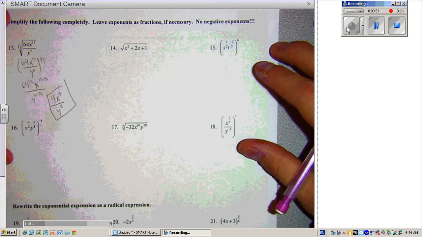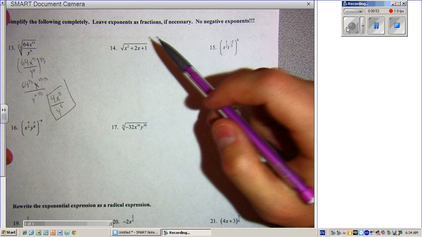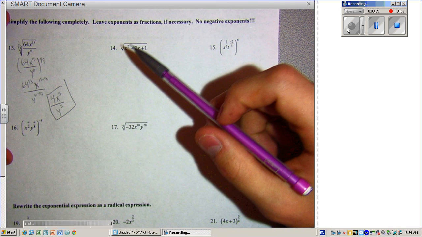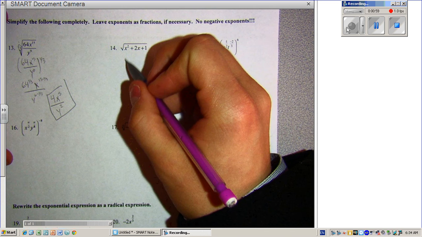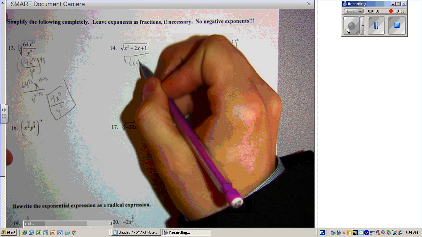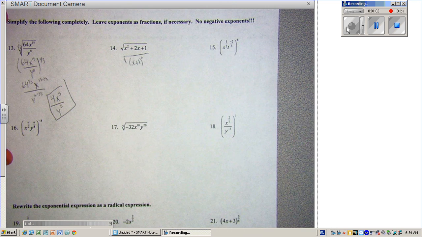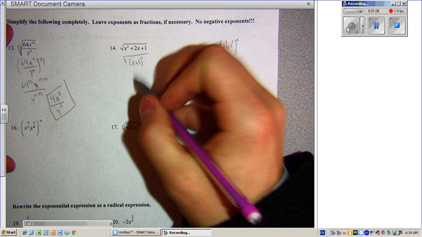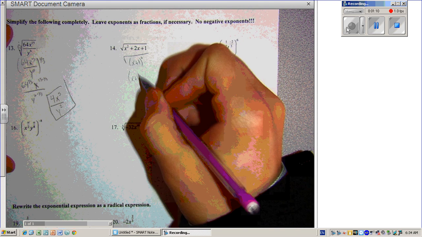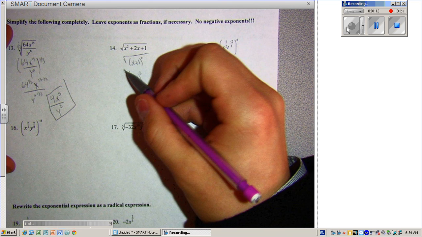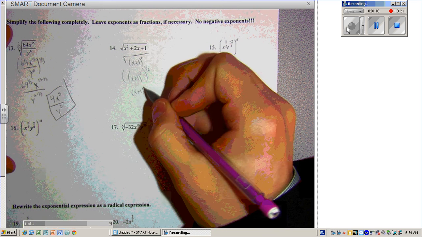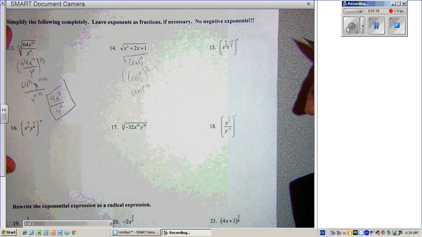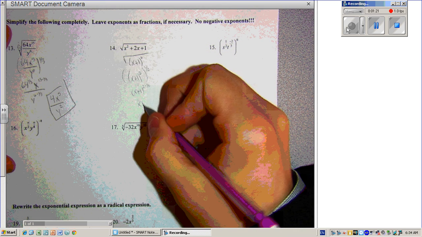Next, number 14. Now it looks like there's nothing we can do here. But if you look at the quadratic x squared plus 2x plus 1, we can actually factor that. So I have x plus 1 quantity squared, because I can factor it into x plus 1 times x plus 1. And now if I rewrite this square root as a fraction, I have x plus 1 quantity squared raised to the 1/2. And that gives me 2 times 1/2, which simplifies to just 1, so I'm left with x plus 1.